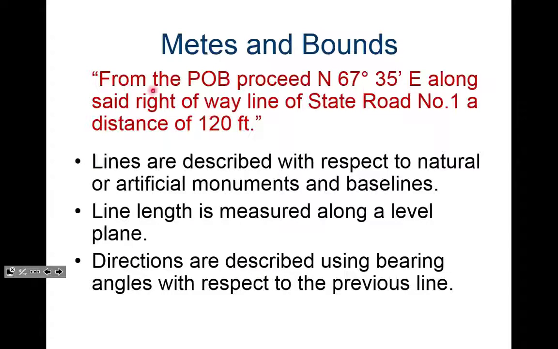This is a great example. From the POB, proceed north 67 degrees, 35 minutes, along the east right-of-way line of State Road number 1, a distance of 120 feet. You can see how there could be some confusion there. Lines are described with respect to natural or artificial monuments and baselines. Line length is measured along a level plane. Directions are described using bearing angles with respect to the previous line.